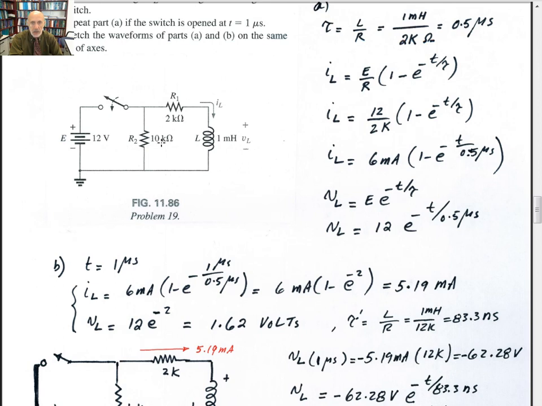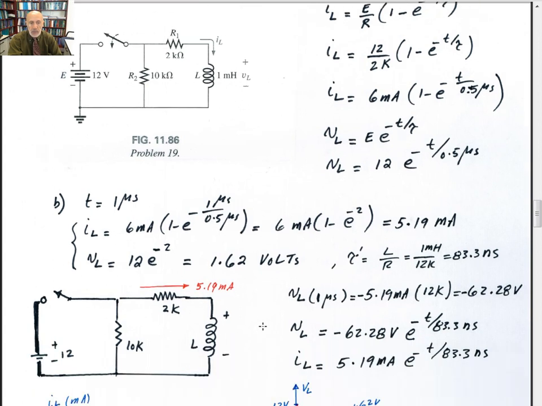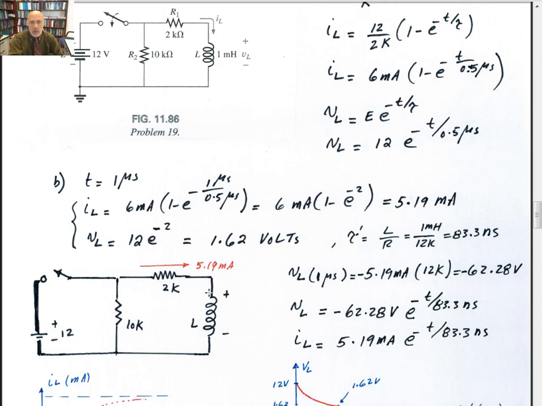Now when the switch is open, you're going to discharge that energy of the inductor through the 2K and 2K and 10K, which is 12K. So you need to calculate a new time constant, which is L divided by R. Now it's 12K, that's tau prime. It gives you 83.3 nanoseconds. So when the switch is open, and this one is out of the circuit, you got 5.19 milliamps initially right after the switch is open. That gives the initial value.